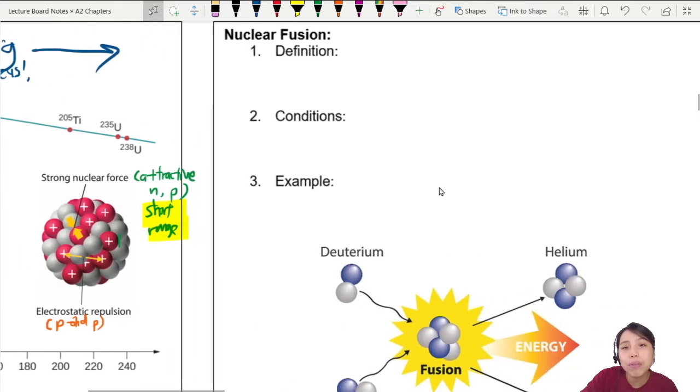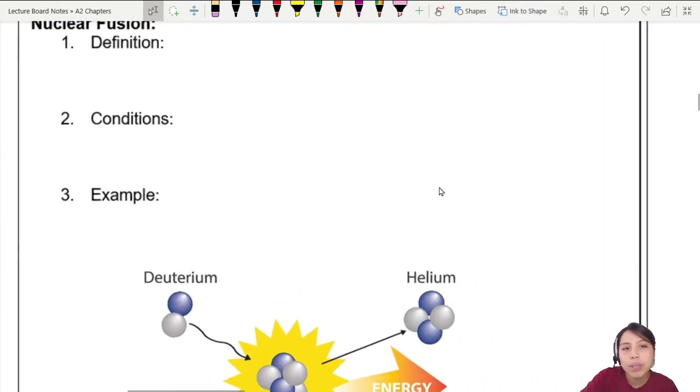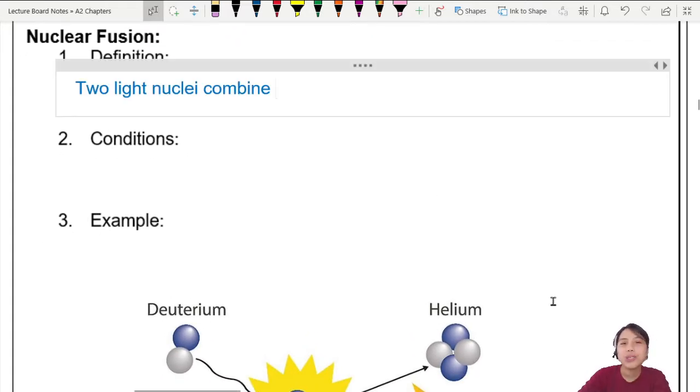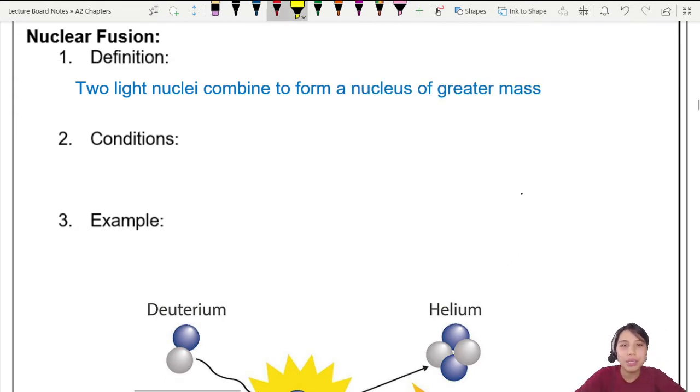Let's look at fusion first. So what is nuclear fusion? Let's put together a definition for that. We call a process fusion if two light nuclei combine to form a nucleus of greater mass. There we go, the words are finally appearing. The main idea is that they combine. Fuse together means to combine.